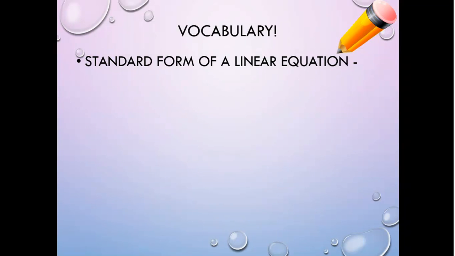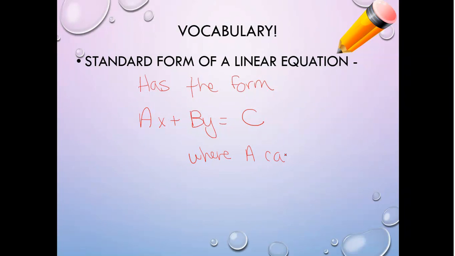Some vocabulary, the standard form of a linear equation. We've looked at this when we were looking at intercepts, but basically it's an equation that has the form of ax plus by equals c. A, b, and c are all numbers. Now, they have a little bit of criteria though, where a cannot be negative.